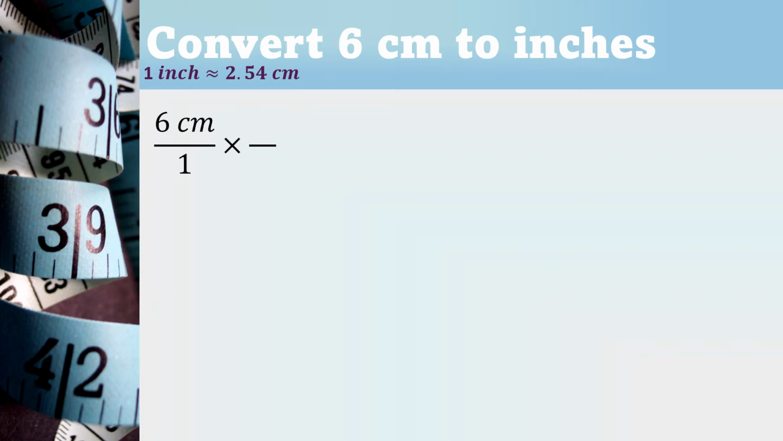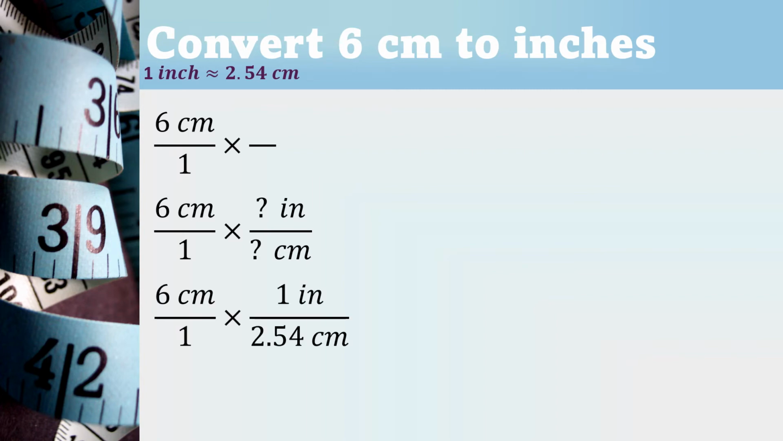So I have 6 centimeters times our special fraction. Our special fraction has to have the units in the right places, and that's going to be centimeters in the bottom, so it cancels out with what we already have, and inches in the top, so that's going to carry through to our answer. Now, what's the word sentence that will let us make that fraction equal to 1? The top and the bottom have to be equal, and that's 1 inch equals 2.54 centimeters. So that's how I fill that in.